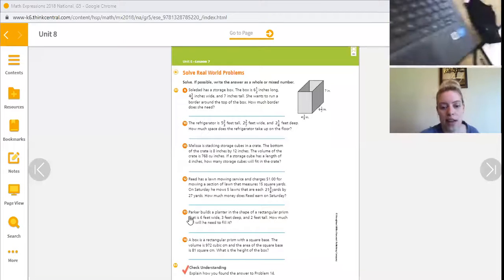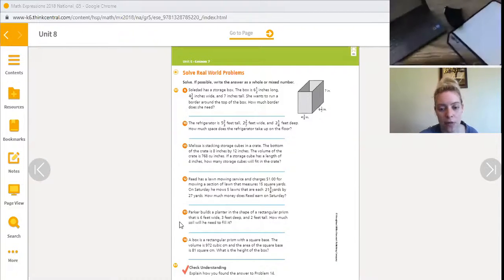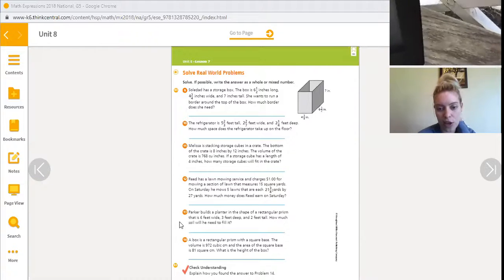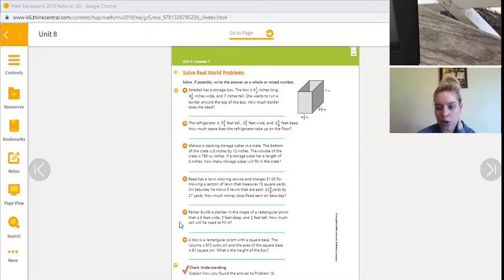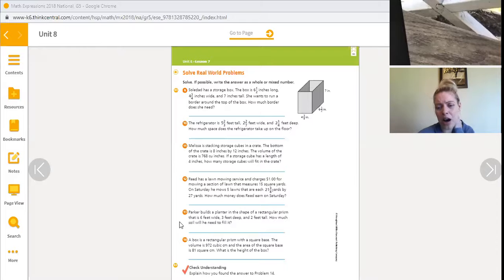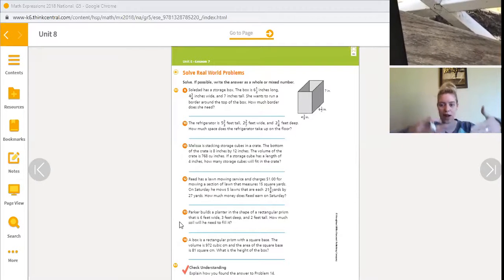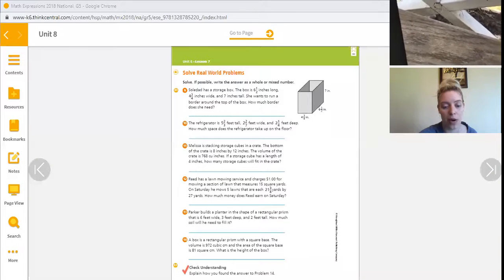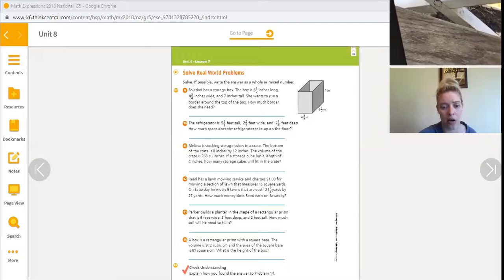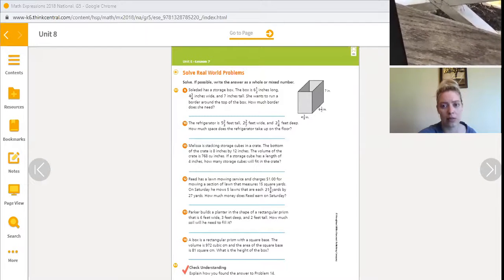Okay, so for 13, guys, it says Parker builds a planter in the shape of a rectangular prism that is 6 feet wide, 3 feet deep, and 2 feet tall. How much soil will he need to fill it? A planter is kind of like a garden type area that people build gardens in. It's kind of like a big rectangular box thing. So if I'm trying to figure out the amount of soil that I need to fill that up, what operation am I going to be doing there? Am I going to be doing perimeter, area, or volume?